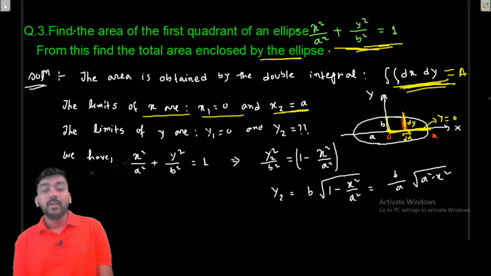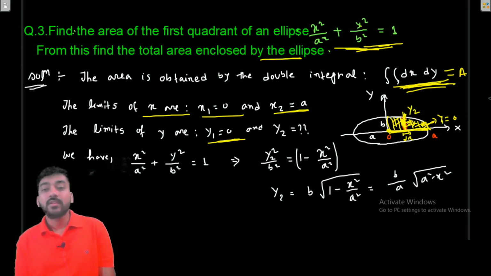So we have to find the limits of y, and the lower limit y1 is 0, because this line is the x axis, and the x axis is nothing but y is equal to 0. But you have to move from here to this curve. Take a small strip, and this strip has to move from 0 to a, so all the strips will cover this whole area. In that case, you have to choose the final limit y2.